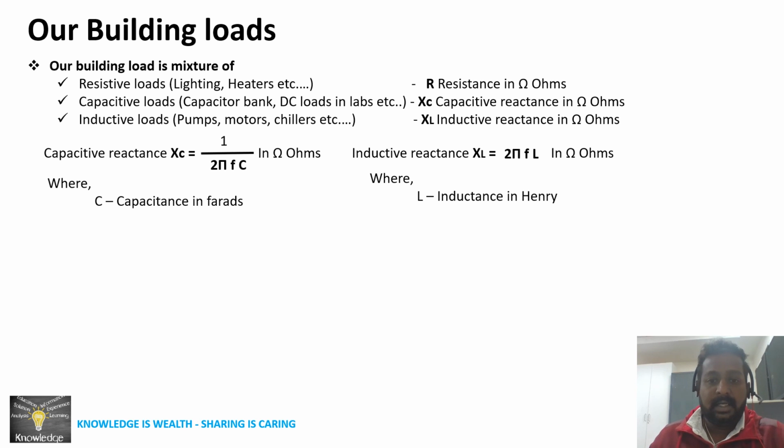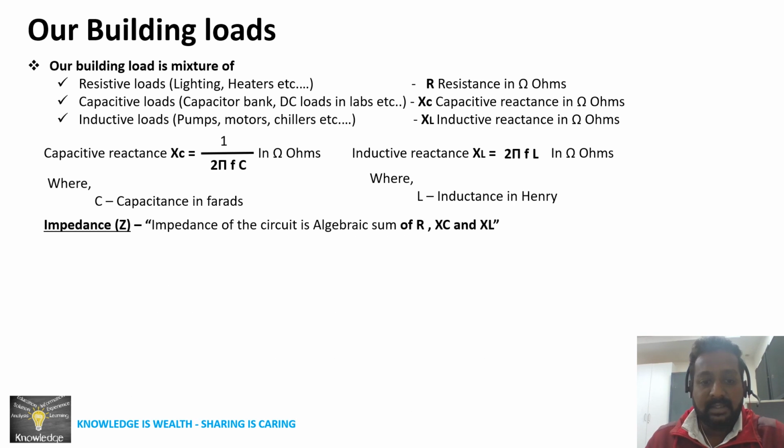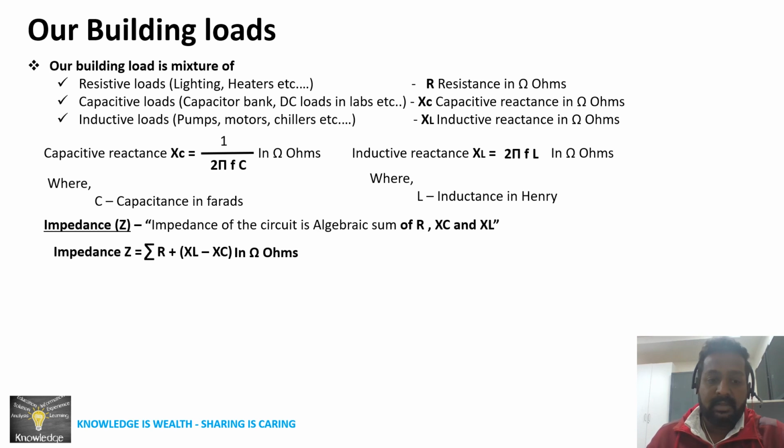So it's all grouped together. We call it impedance Z. So what is impedance? Impedance of a circuit is an algebraic sum of R, XC capacitive reactance, and XL inductive reactance. It is an algebraic sum of R plus XL minus XC, because XL is lagging and XC is leading, so they mutually cancel each other. Whatever is left is added to the resistance. That we call impedance.